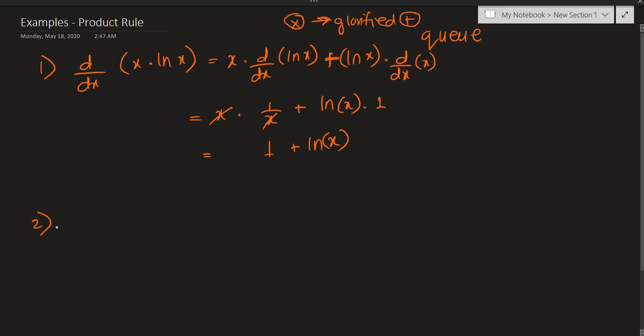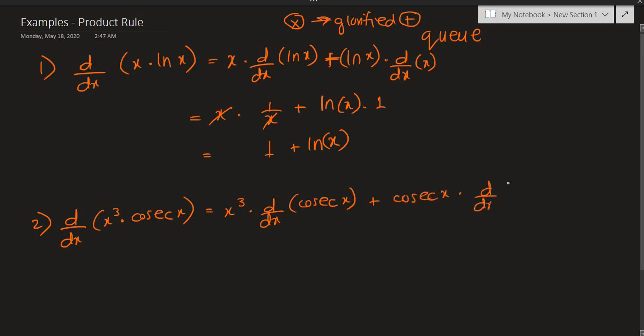So example number 2, we have to find the derivative of x cubed times the cosecant of x. So like we did for example one, function at a time, while the other function just waits. So let's make x cubed wait while we take cosecant of x in for differentiation. So cosecant of x is being differentiated, plus now let's make the cosecant of x wait while we take x cubed in for differentiation.